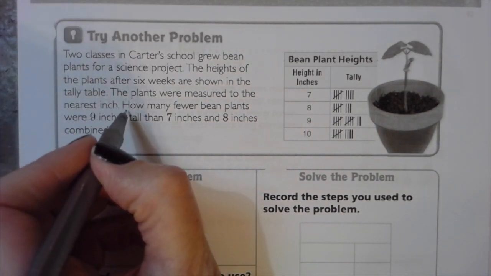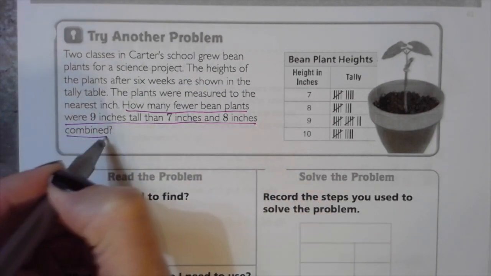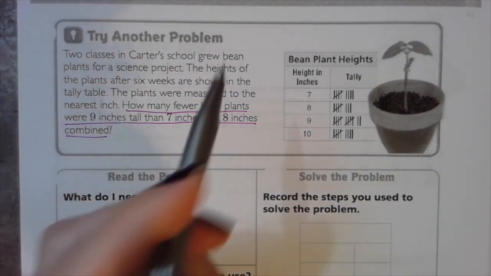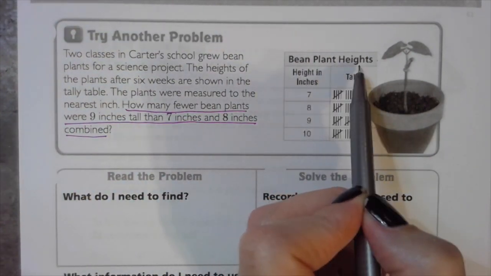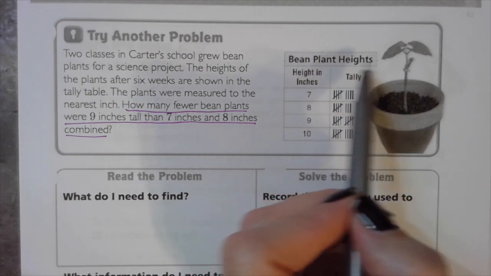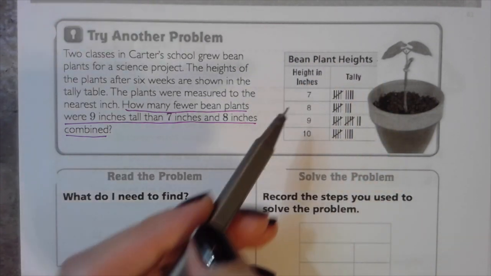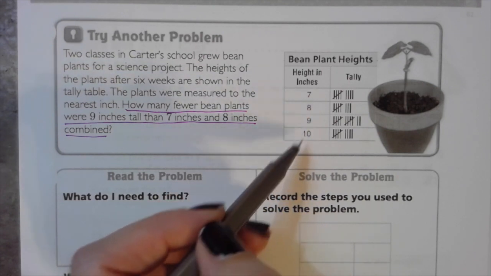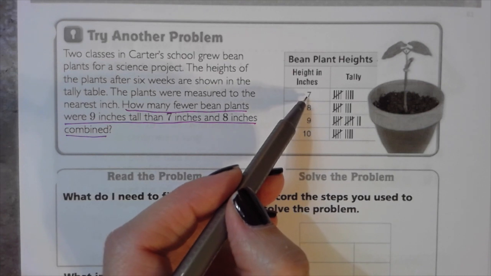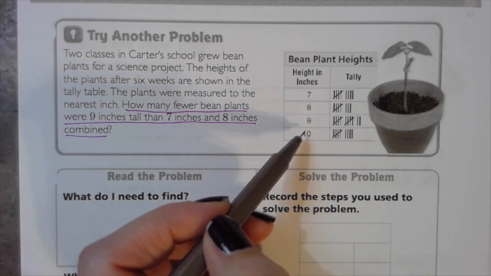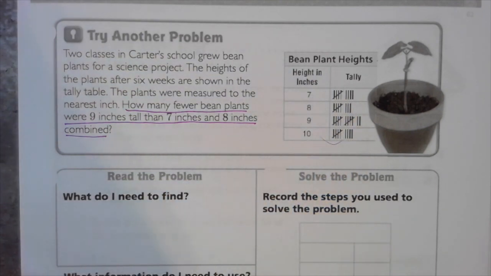Okay, so this is my question that I had to answer. And it's telling me to do a couple of different things. But before that, let's look at this tally chart. The title is Bean Plant Heights, right? Because they're measured how high or how tall the bean plants were. The labels are height in inches. So we've got 7 inches, 8 inches, 9 inches, and 10 inches. And then here are the tally marks.